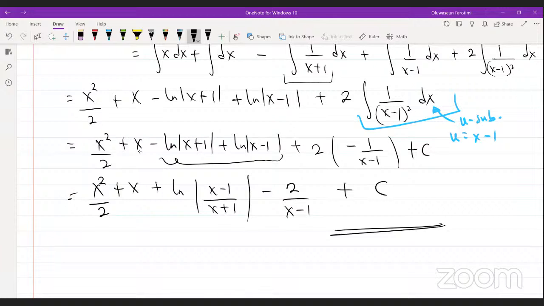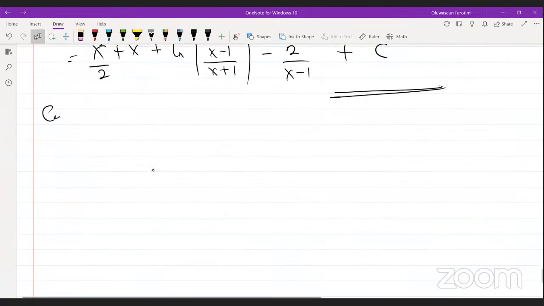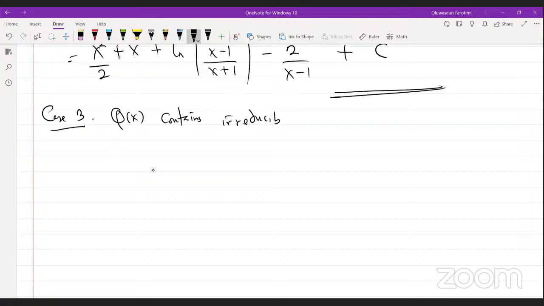All right, so I'm just going to consider one more case and then we're done. Let's call it case 3. Now, in case 3, what happens when my Q of x, Q of x is the divisor, right? Do you remember that? It contains irreducible quadratic factors, none of which is repeated.